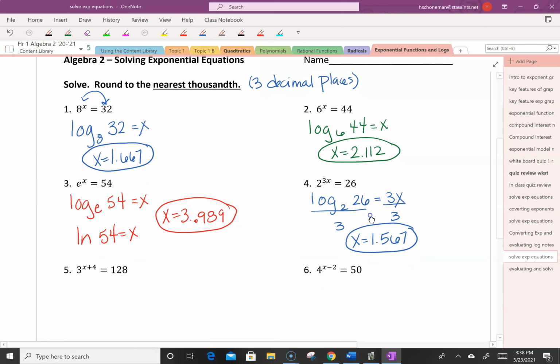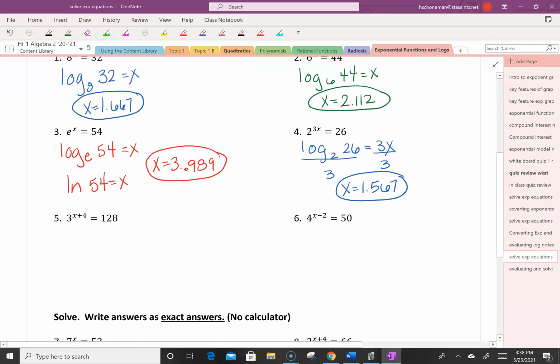Okay, let's try this again on number 5. So when I rewrite this, this is going to be log base 3 of 128 equals x plus 4. Now log base 3 of 128 is a number, but once I get that number, I'm going to have to do more to it to get x. So to get x, I'm going to have to subtract 4 from this answer. So in my calculator, I need to find log base 3 of 128 minus 4.